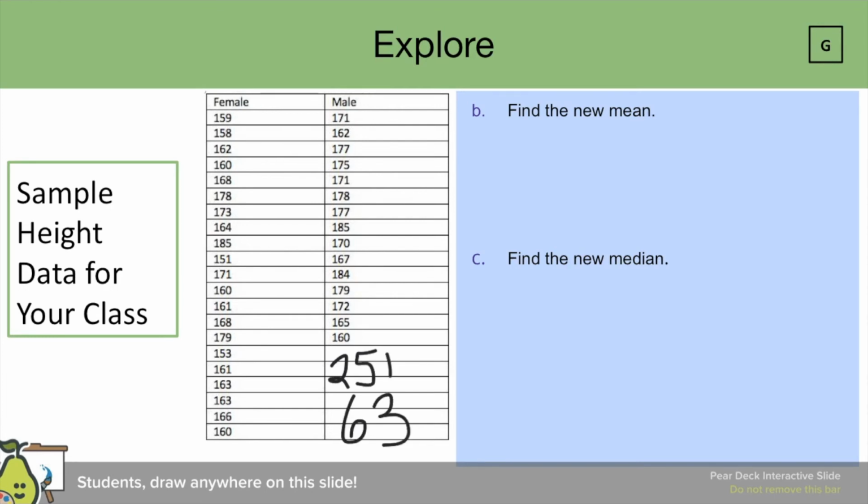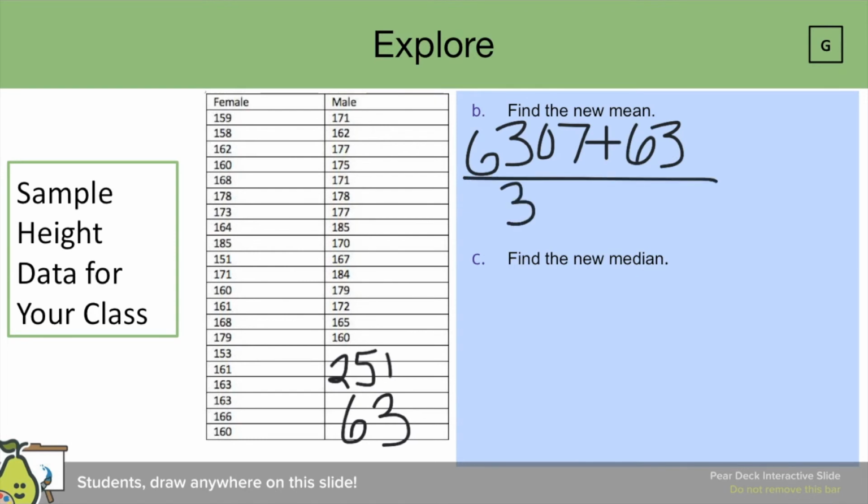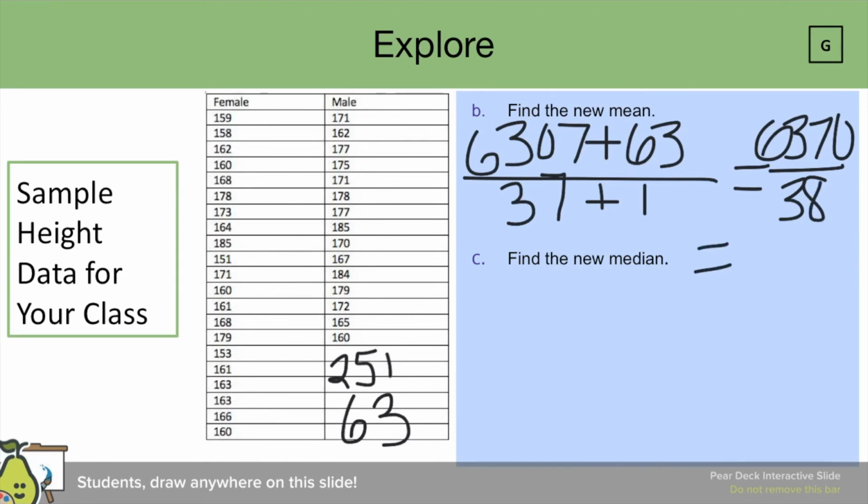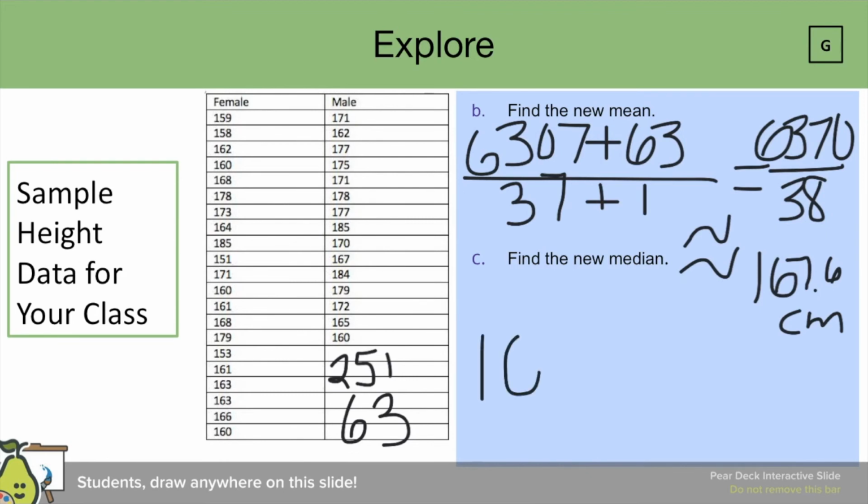Students can simply add 63 to 6,307, and they can add 1 to 37 since that's how we found the previous mean, and they would get 6,370 over 38, which gets them approximately 167.6 centimeters. Students will notice that the new median remains at the original median, which was 167.5 centimeters.